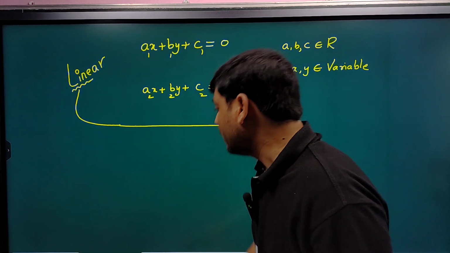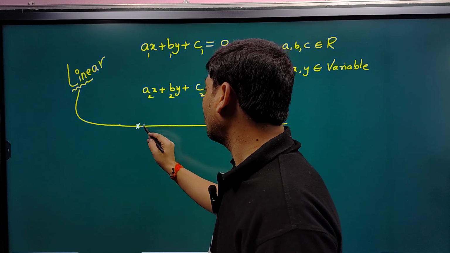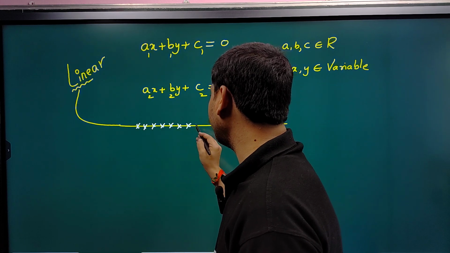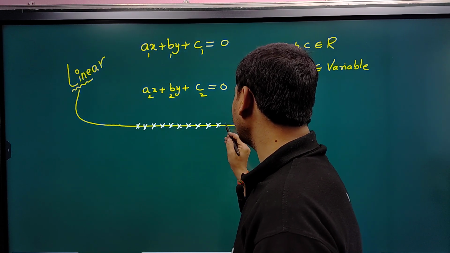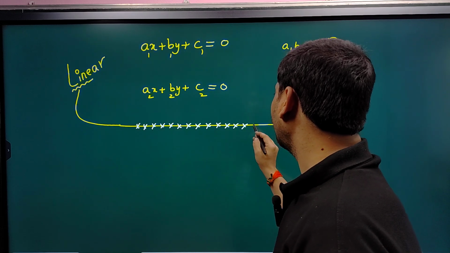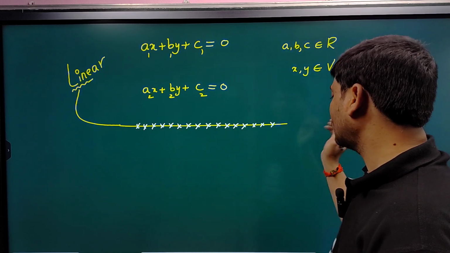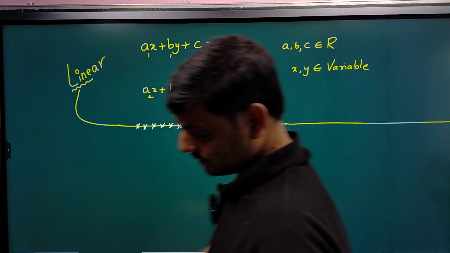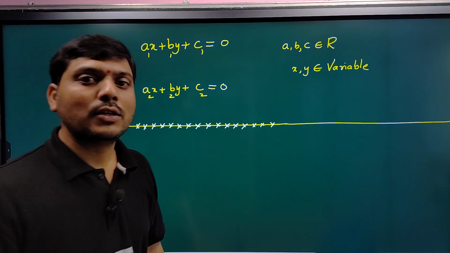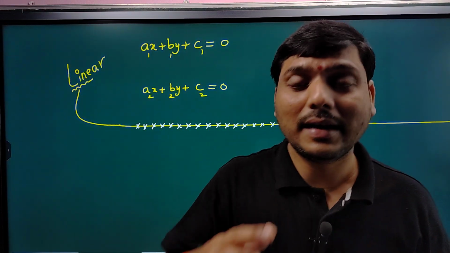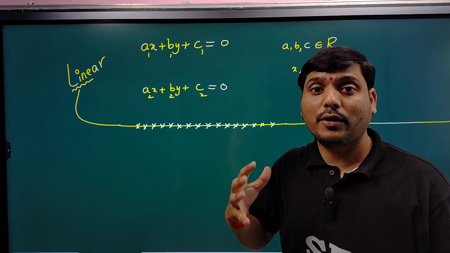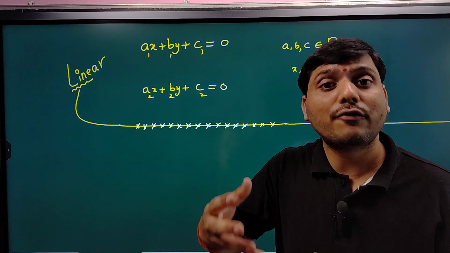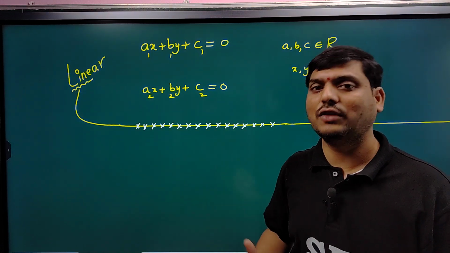That line is passing through how many points, students? A line cannot end. So how many points does a line have? Infinitely many points. A line has infinitely many points, and infinitely many solutions of that equation can be created.